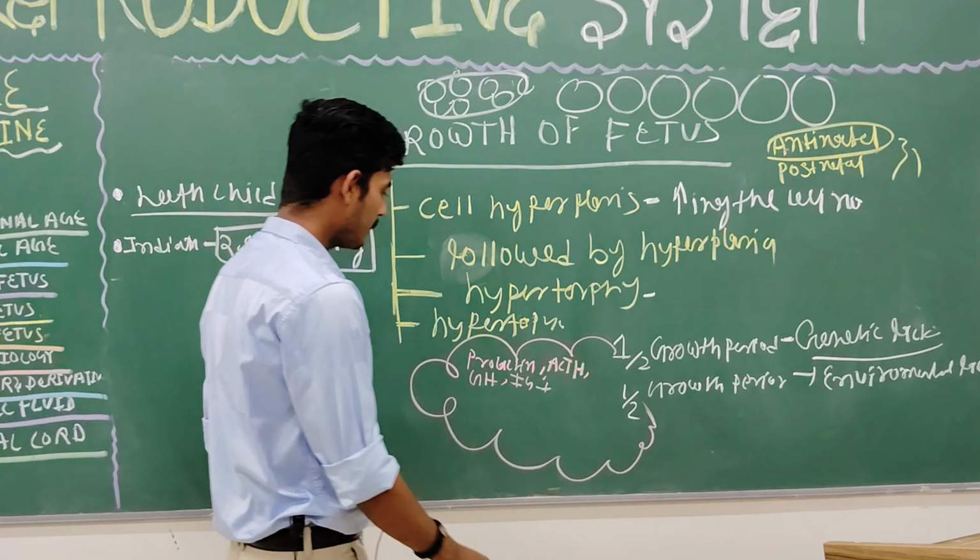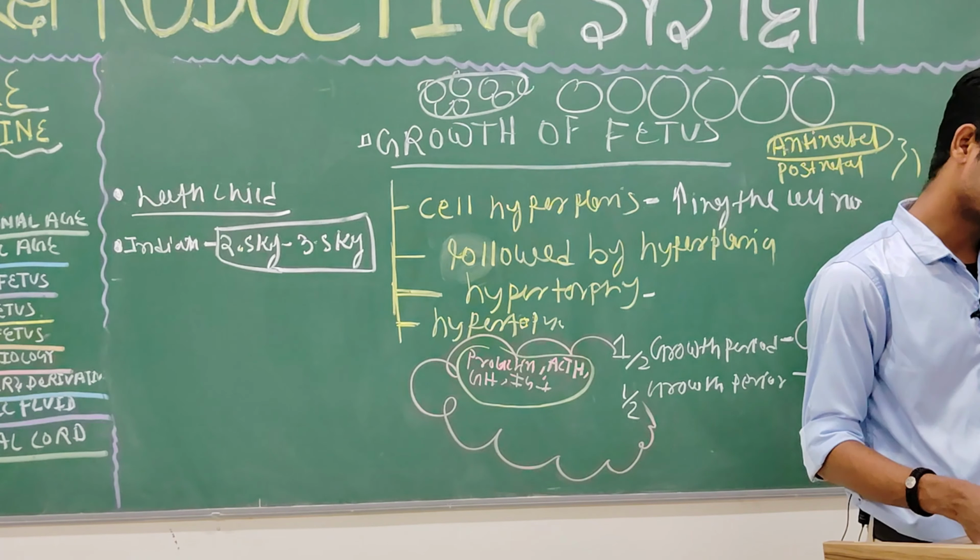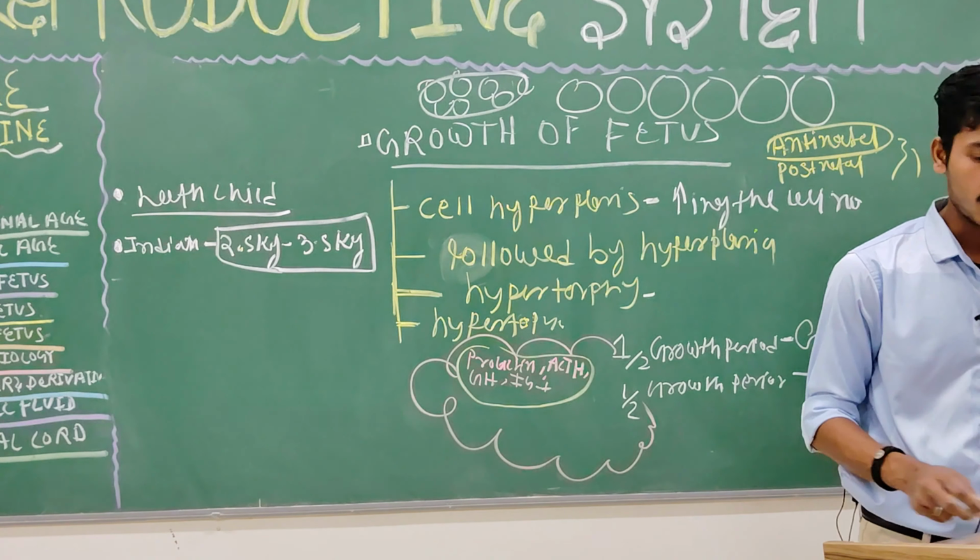So this is about the growth of the fetus. Fine, no problem. Now once we have defined the growth of the fetus, let's move ahead and first understand how fetal physiology is developing. Before describing the fetal physiology, first we will deal with the amniotic fluid, the umbilical cord, and the germ layers and their derivatives, and after that we will deal with the fetal physiology.